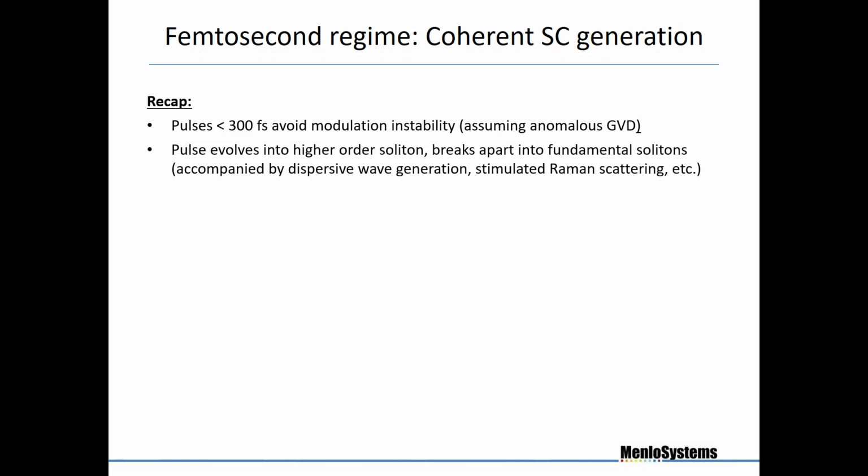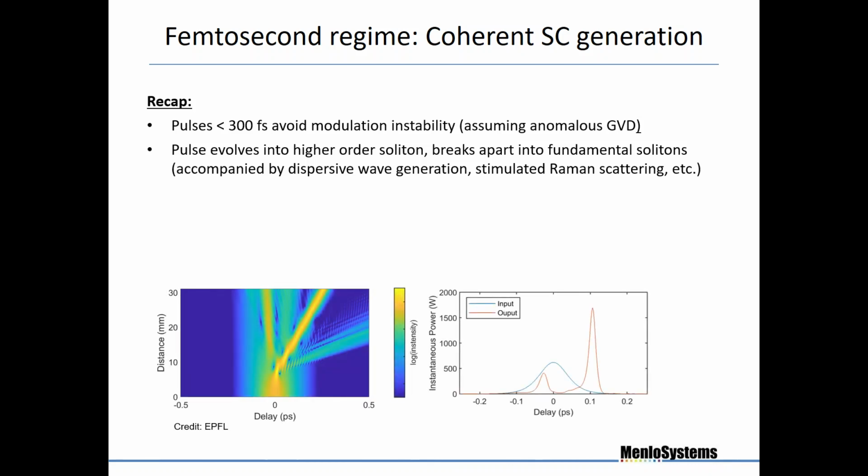In this case, the pulse evolves into a higher order soliton, which then breaks apart into fundamental solitons. And here's an example of what this might look like. I quickly want to remind you of these higher order soliton states. A second order soliton is a pulse that breathes in width. A third order soliton is a double pulse where the two subpulses oscillate relative to one another. And a third order soliton is with three pulses that oscillate, and so on.